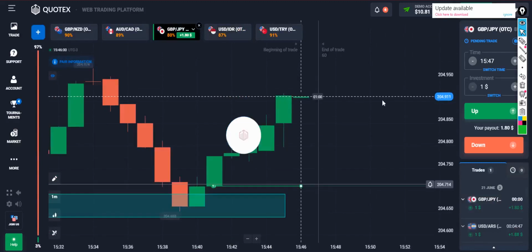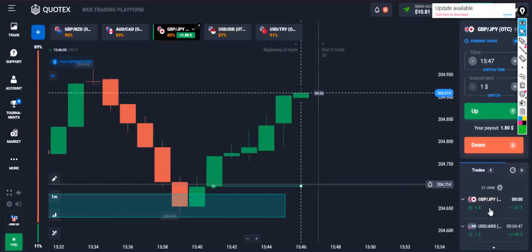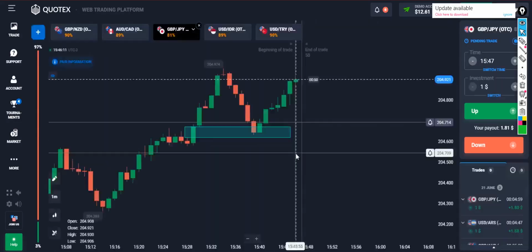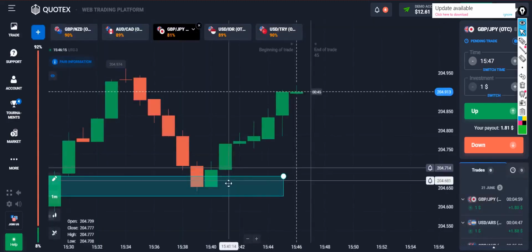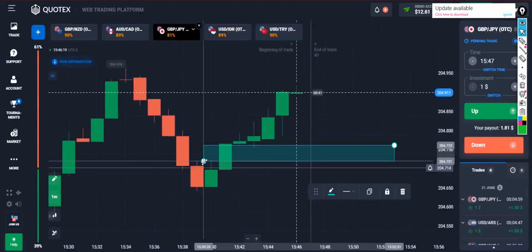Okay, so GBP DMI, we have won this one as well. So yeah, as you can see, this strategy is very good. If you want, you can use it to win in binary trading.